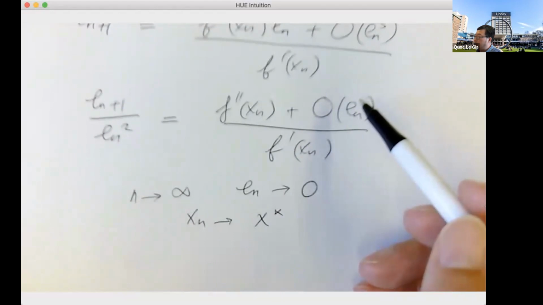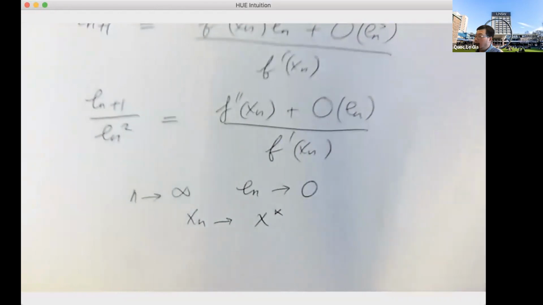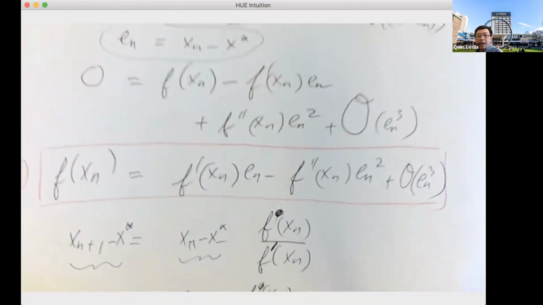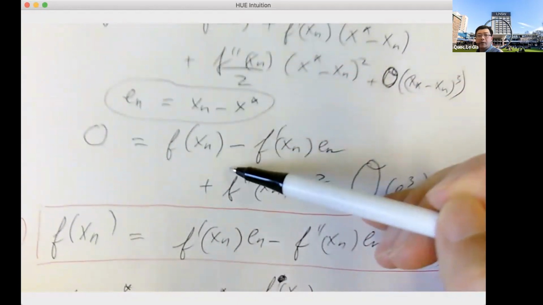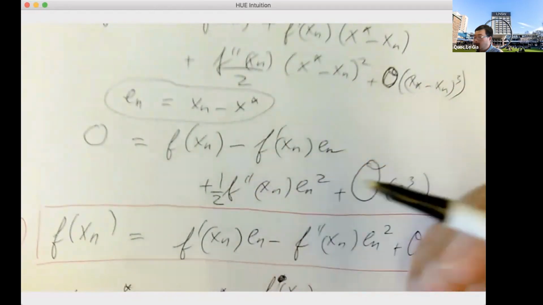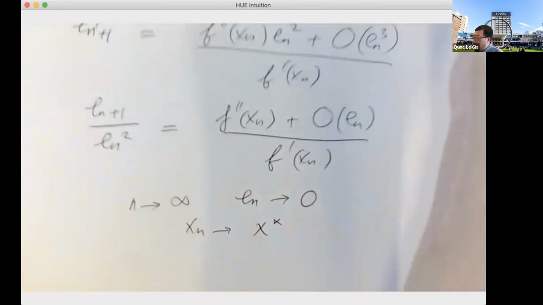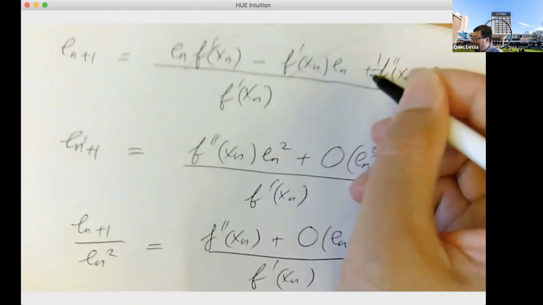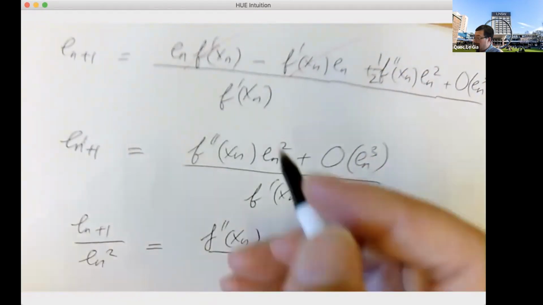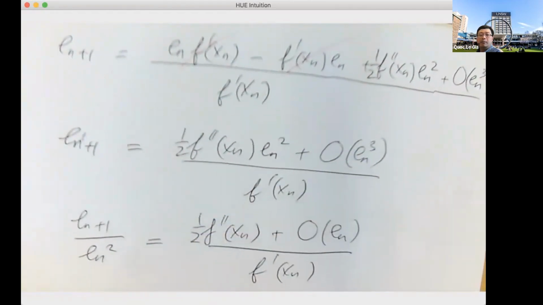I think I missed 1/2 somewhere. Okay, so I missed 1/2 when we copied down the Taylor formula. So we have 1/2 here, but we missed the 1/2 here. Yeah? Sorry. Okay, so in the box, then this one should be 1/2. And then this one should be 1/2. Should be 1/2 here, right? So 1/2 at the f double prime.